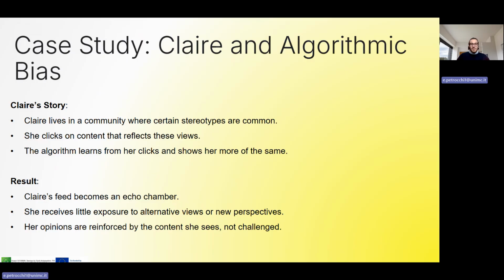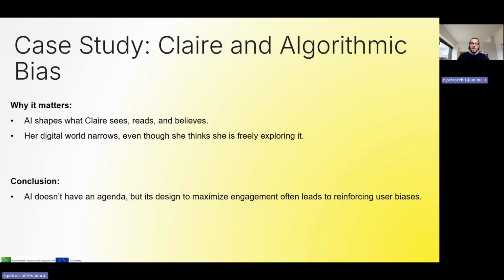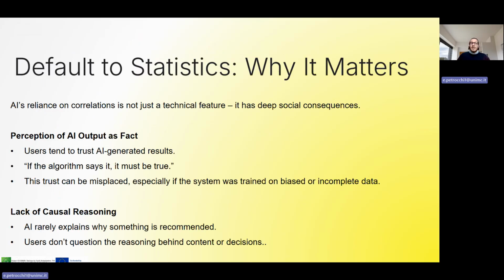And in class 3, we are going to deepen the concept of echo chamber, because it is one of the most debated and important consequences of AI systems. But why does this matter? Because AI shapes what Claire sees, reads, and believes, and her digital world then narrows, even though she thinks that she is freely exploring it. So AI doesn't have any specific agenda, but it is designed to maximize engagement, which often leads to reinforcing user biases. So we see that by relying on correlation, deep social consequences might arise.